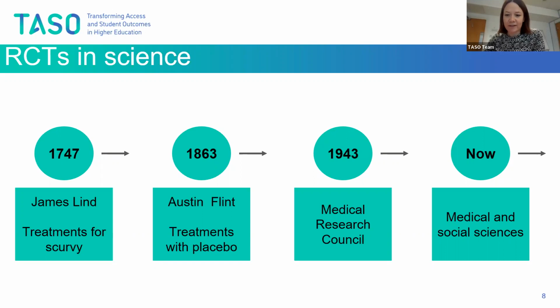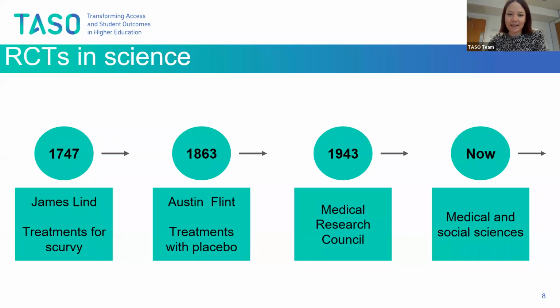Another significant point that science often acknowledges is, I think, 1863 and Austin Flint. He was an American doctor, I believe, and he was one of the first, if not the first, to start using the placebo. So again, he would randomize people into treatment, control, and placebo, and the literature on placebo tracks back to Austin Flint.